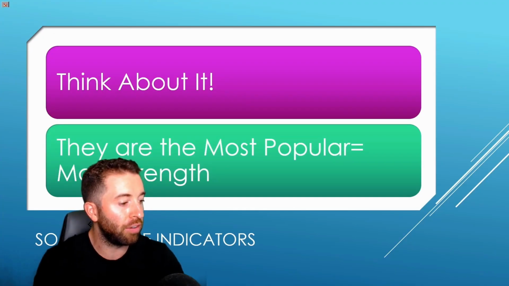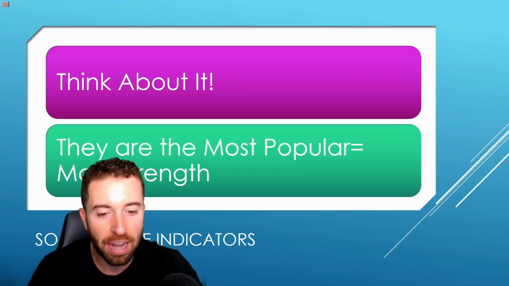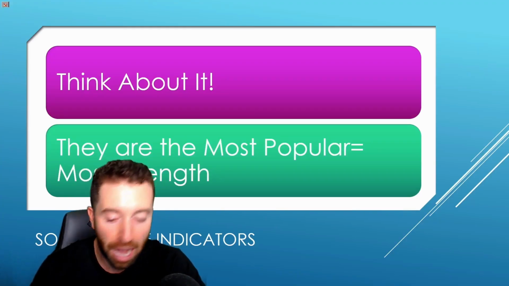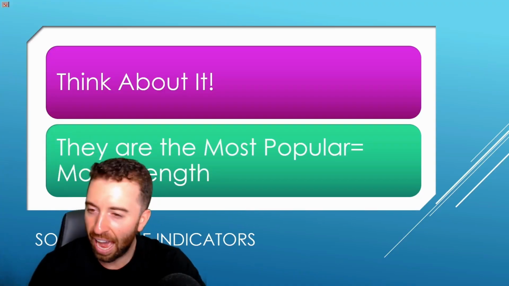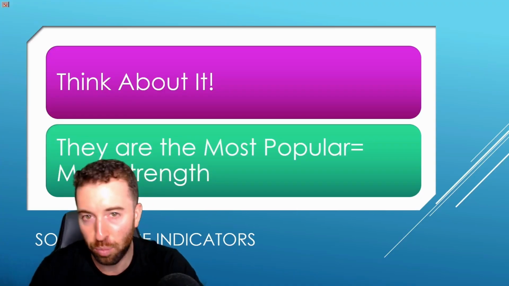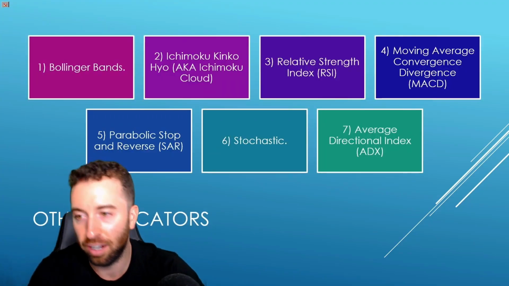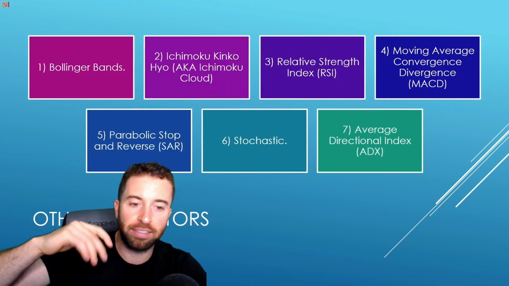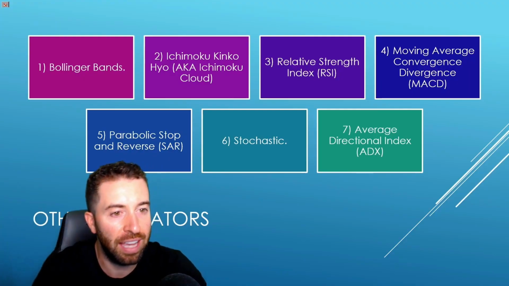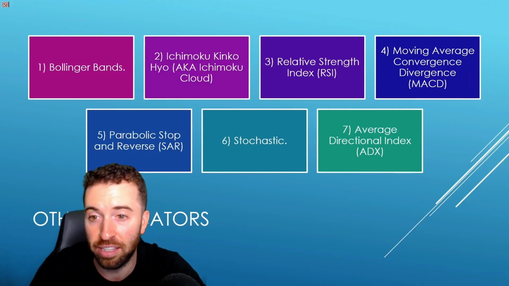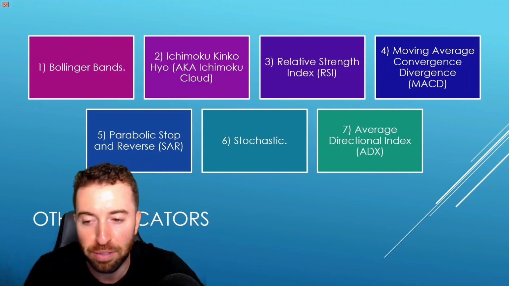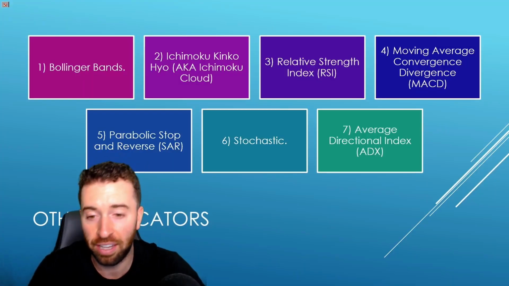As we know, why are these the best indicators? Think about it, they're the most popular. The most popular equals the most strength. As we have the most strength, they are the ones that work out the most for us. There are many other indicators out there: all these different Bollinger Bands and stochastics and average directional index and all other moving averages and these Ichimoku clouds and parabolic stops and reverses. And there's all these different indicators out there.